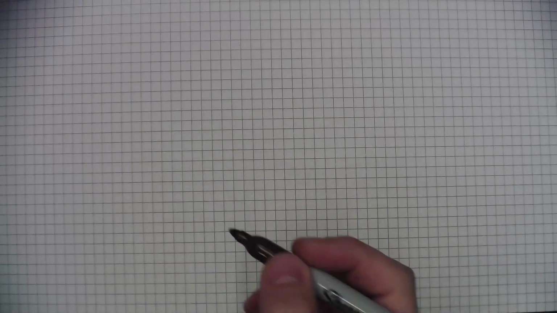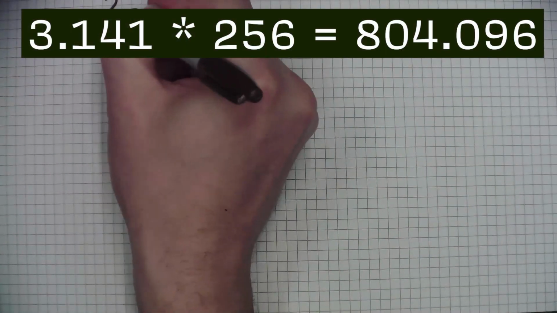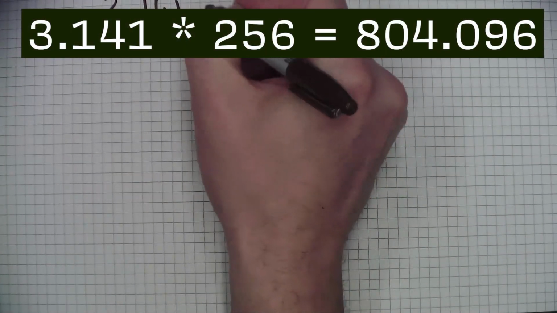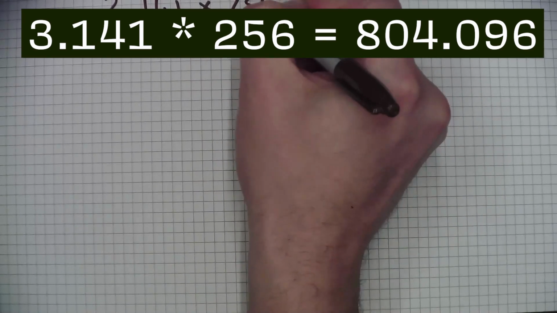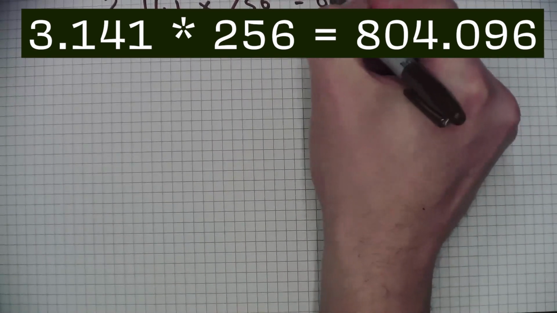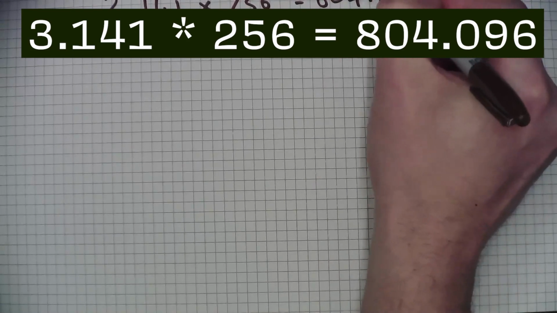So here's how we convert a number like pi, which we'll say is 3.141, it's accurate enough, to fixed point maths. So you have 3.141, you times it by 256, and that gives you 804.096.